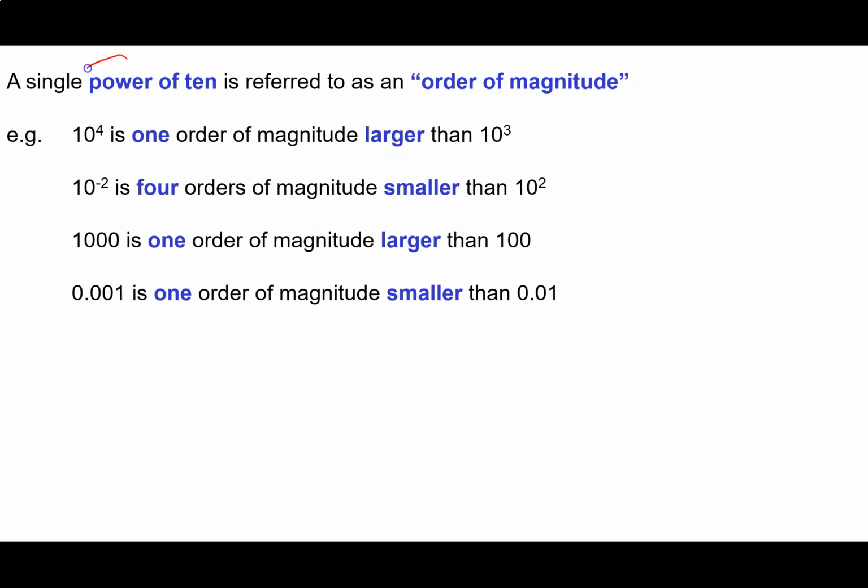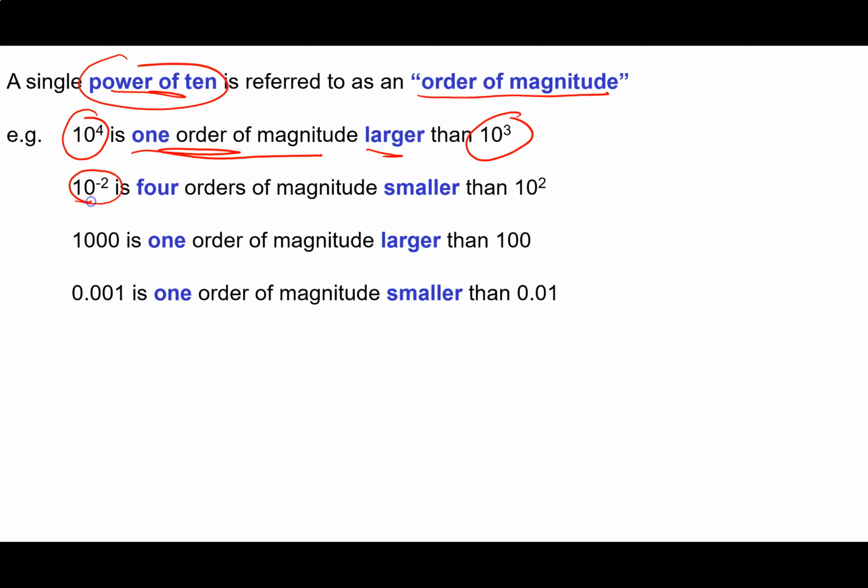Okay, so a single power of 10 is sometimes referred to as an order of magnitude. So a good example of this would be that 10 to the 4 is 1 order of magnitude bigger than 10 to the 3, right? 10 to the minus 2 is 4 orders of magnitude smaller than 10 to the 2, because we've got to go 2, 1, 0, minus 1, minus 2, all right? So there we are, 1, 2, 3, 4 orders of magnitude.